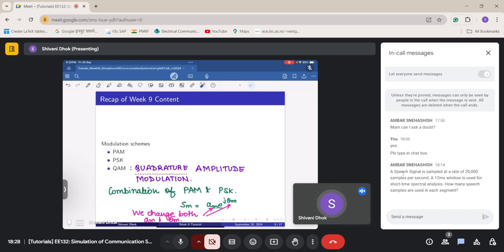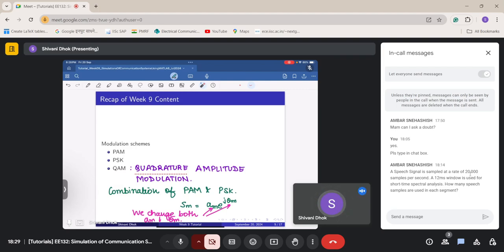I can see one question which you have posted, that a speech signal is sampled at a rate of 20,000 samples per second. A 12 millisecond window is used for short time spectral analysis. How many speech samples are possible? So what do you mean by sampling rate? Ma'am, sampling rate means sampling frequency. What is the physical interpretation or meaning of sampling rate? If I say that I'm sampling a signal with some sampling frequency, let's say 20 samples per second, what does it mean? Ma'am, 20 samples are sampled in every second.